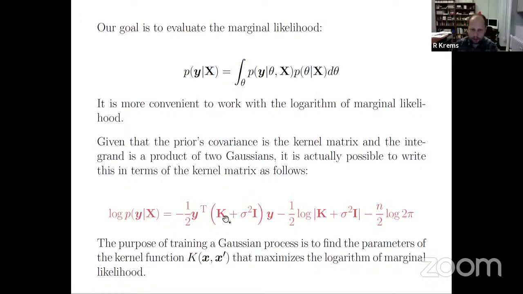So remember, the kernel matrix has the dimension of the number of training points by the number of training points, and each matrix element of the kernel matrix is basically just the value of the kernel function that connects the two training points.